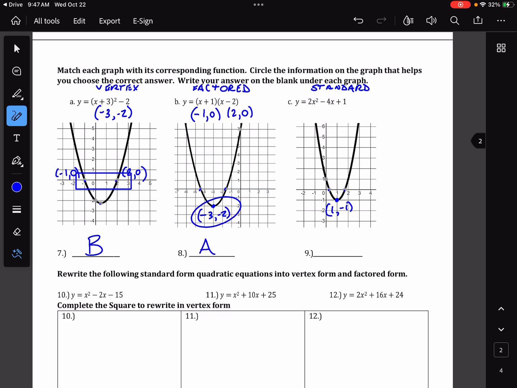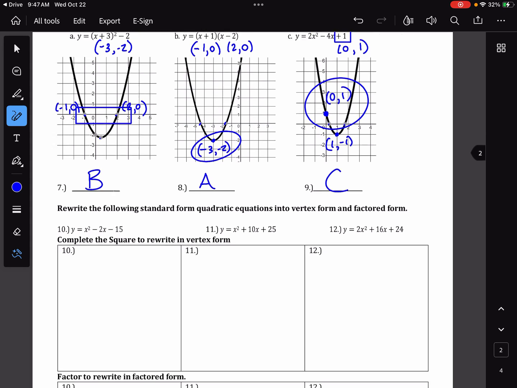And lastly is C, but we can always tell with standard form because this is our y-intercept at 0, 1. And if I go to number 9 graph, I can see we have a y-intercept at 0, 1. So that is what I'm going to circle. That's what helped me come up with that. Okay. Matching.